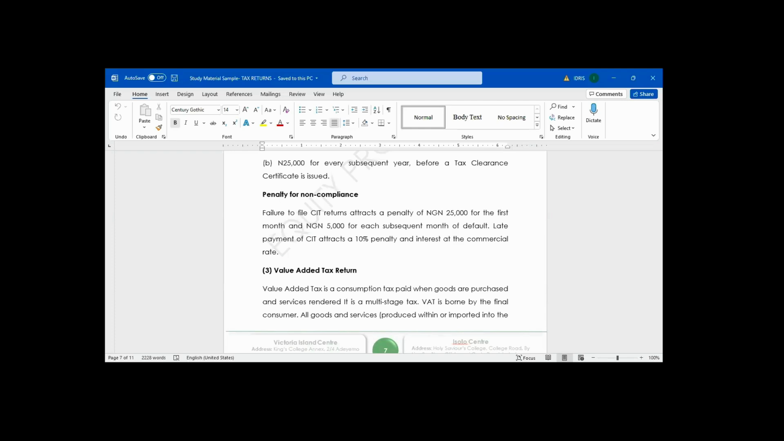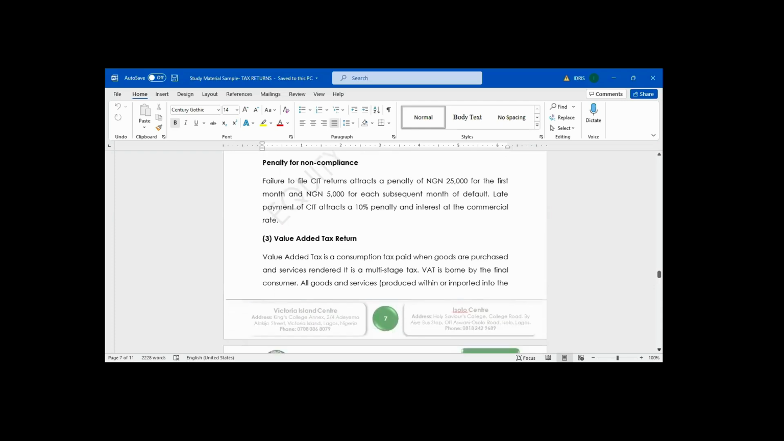Now, another type of return that we are going to look at is called the value added tax return. Value added tax return is a return also filed by companies on their value added tax.